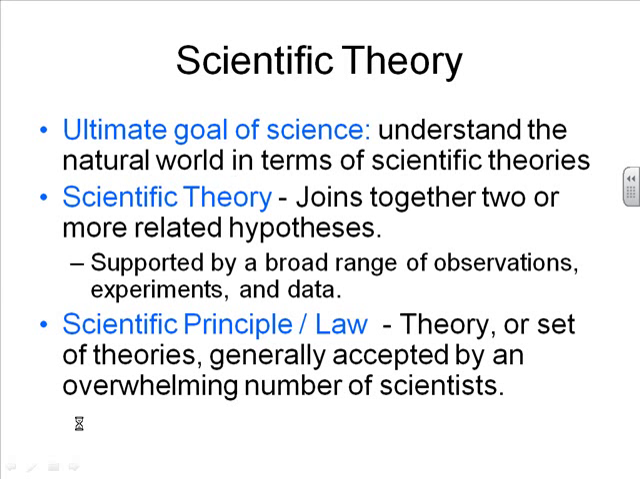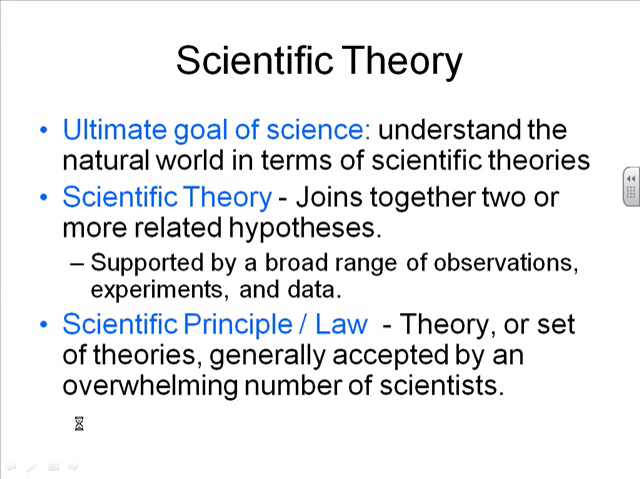A theory is not your guess about something. A theory is actually 2 or more hypotheses, explanations of something that are related. Now remember, a hypothesis has to be tested. It has to be proven. Data was collected. A conclusion was drawn. That's why our old use of theory is such a bad term. A theory is taking 2 or more hypotheses that are related, that have observations and data to support them.